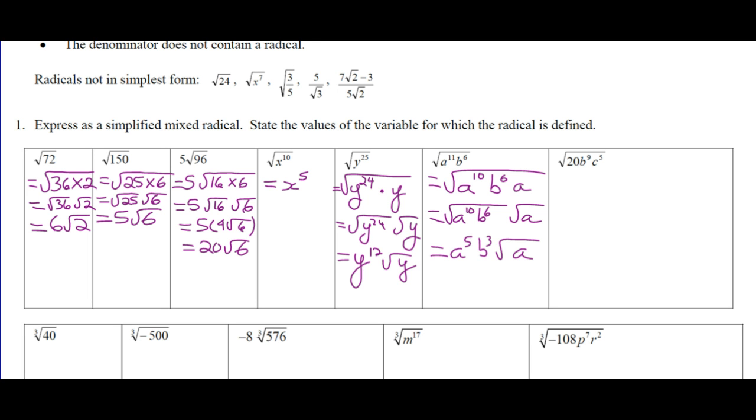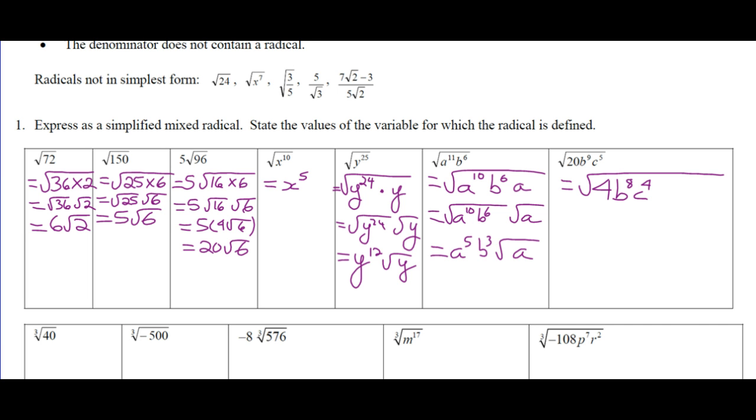Okay, sorry, do you have a question? Okay, 20, b to the 9th, c to the 5th. So here, now I'm putting it all together, right? First thing I want to write this as a product. I want numbers, so I need a number. What's the largest perfect square that goes into 20? 4. What's the largest perfect square that goes into b to the 9th? B to the 8th. What's the largest perfect square that goes into c to the 5th? C to the 4th. Okay?